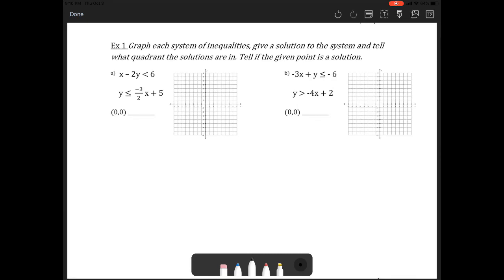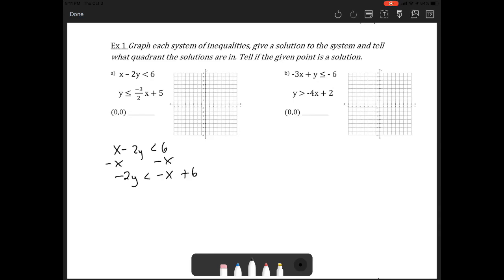So my first equation, the first thing I want you to notice is it's not in slope-intercept form. So that's what we're going to switch. So we have x minus 2y less than 6. So I'm going to minus my x from both sides. And then I've got my negative 2y less than negative x plus 6.